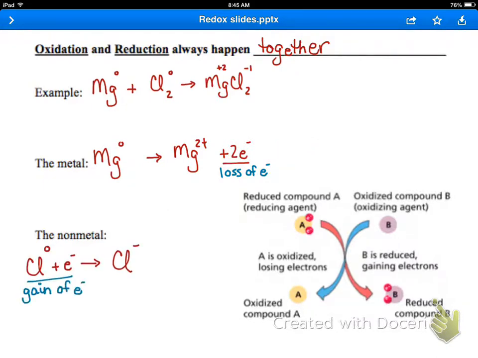So then we look at the nonmetal, chlorine, and chlorine starts out at 0, but it ends up at -1. So chlorine gains an electron. The electron goes on the left-hand side of the equation because it's gained. So a gain of electrons, the charge goes down, and this is the reduction half reaction. Gain of electrons is reduction, grr.